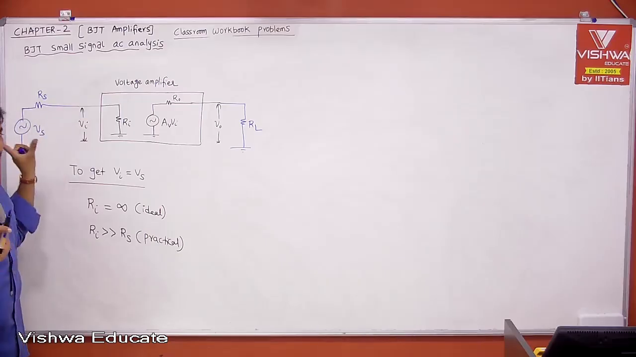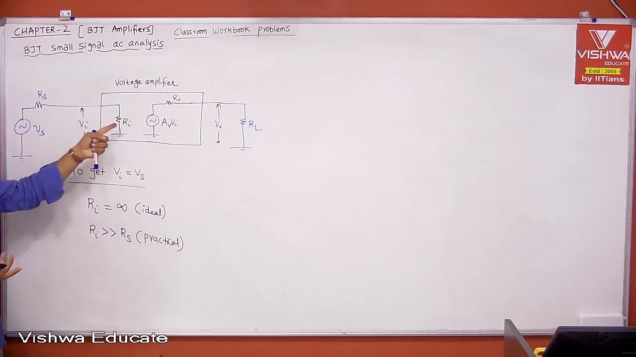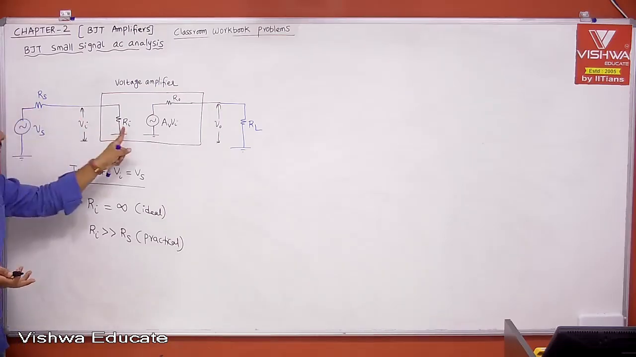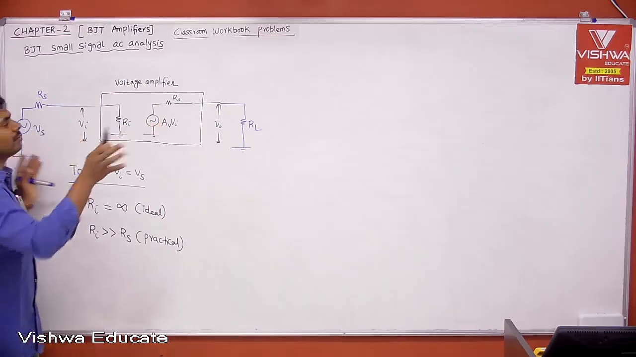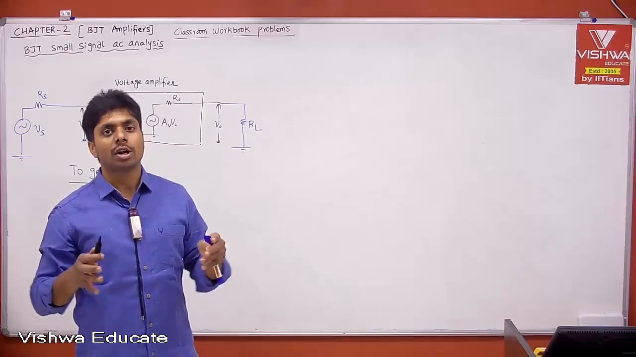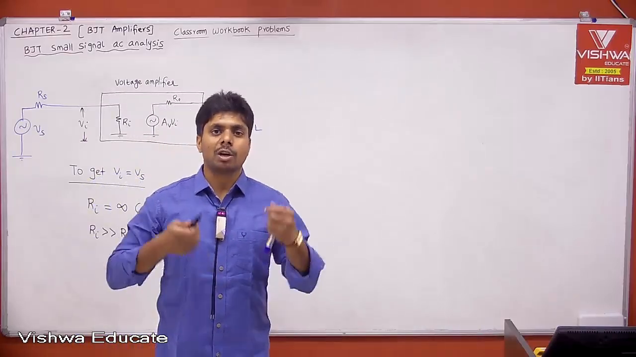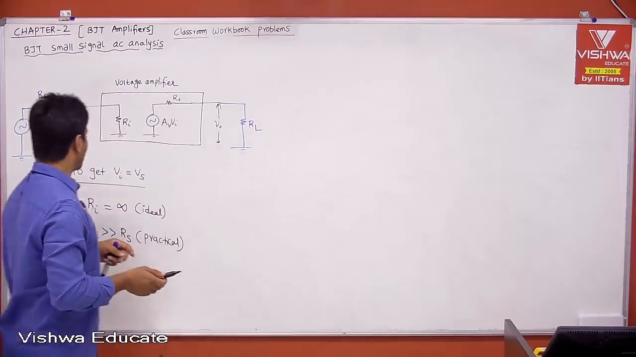If you don't get matching of voltages, that is, if Ri is not very much greater than Rs, for example if Ri is equal to Rs, then your Vi will be equal to Vs by 2. Your overall gain will decrease basically. See, the requirements of Ri and R0 are to utilize the available voltage gain. You understand the point? Okay, that's fine.